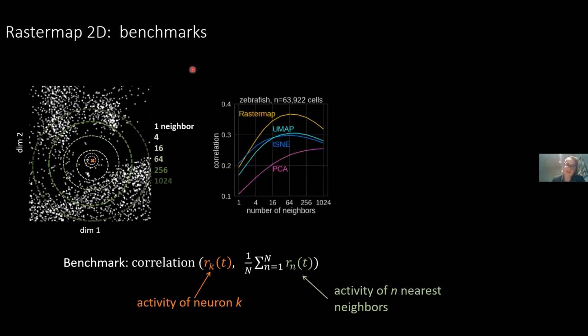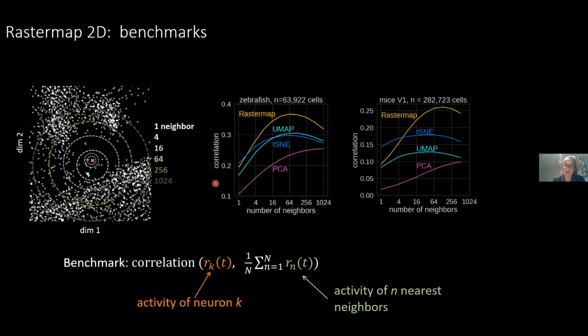If we do that with the zebrafish data, you'll see that they all do kind of similarly. So this is UMAP and t-SNE, and then also PCA here. They all preserve local distances relatively similarly. And then Rastermap outperforms at these medium and slightly longer range distances here. And then if we look at this mouse data, which was even larger, close to 300,000 neurons, t-SNE actually is doing better at these local distances, but Rastermap is outperforming at these longer range distances here.